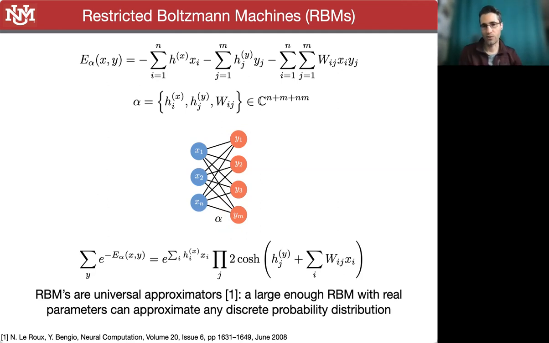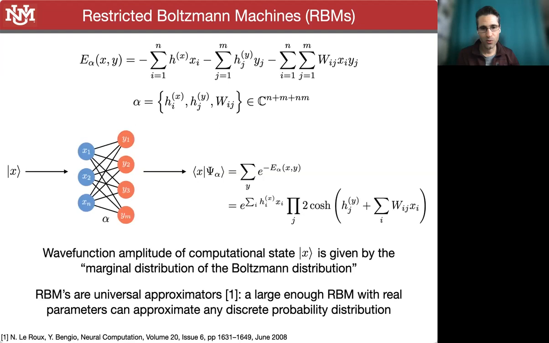Now, how are we going to use this to represent the quantum state? Well, what we're going to do is we're going to have our amplitudes of a given computational basis state be given by this marginal distribution. And because we want our amplitudes, or we want to allow our amplitudes to be complex, that's why we allow the parameters of our Ising models to be complex.